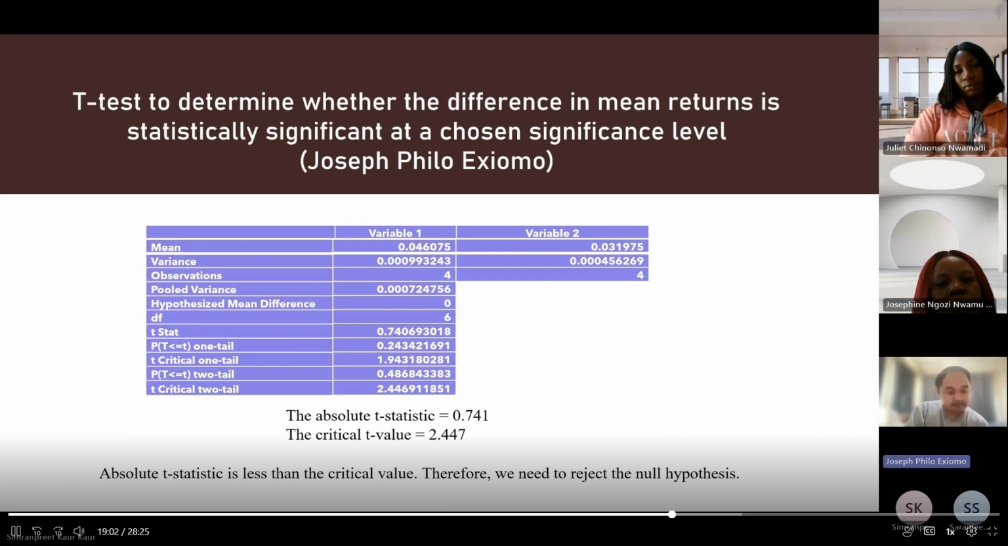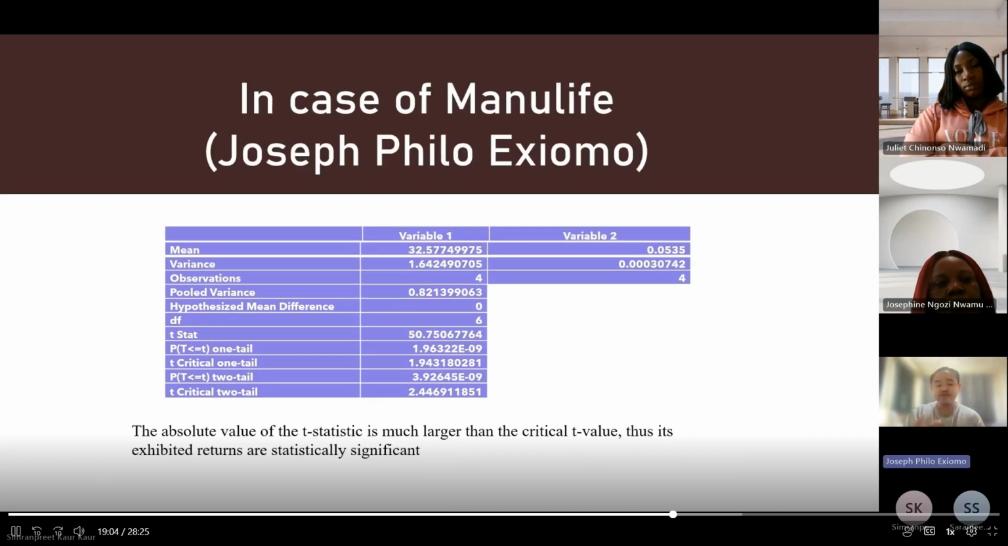So next slide. In case of Manulife, however, it is different because the absolute value of the t statistic is much larger than the critical t value. Therefore, it's safe to say that the exhibited returns are statistically significant, unlike the case in S&P and Dow Jones.